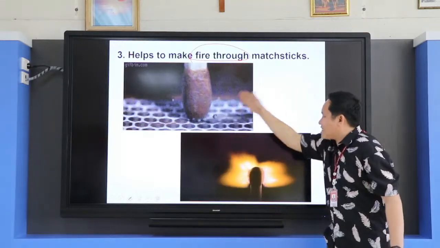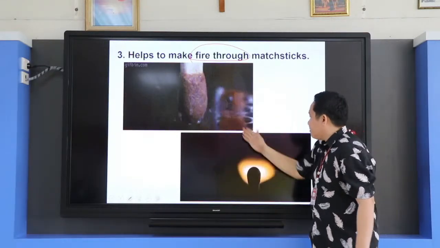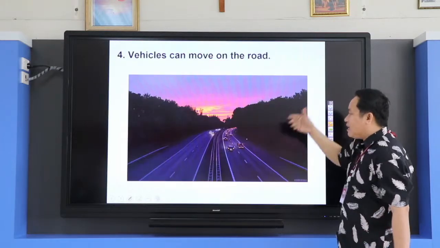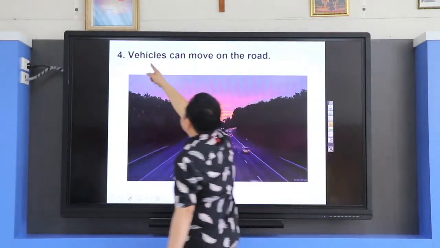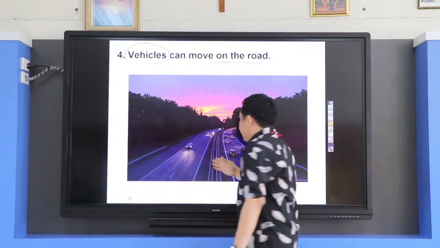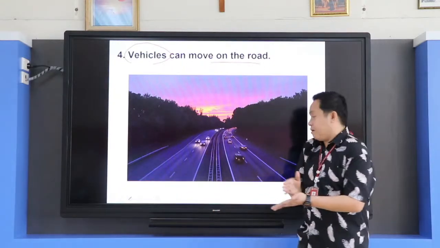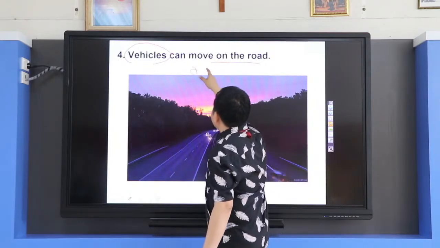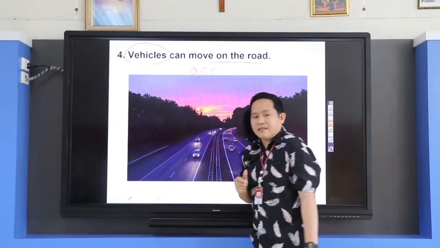This is a match and it can be used to make a fire. Used for cooking, used for heating in camping. Because of friction, vehicles can move on the road. If there is no friction or if the friction is less, there is an A-C-C. What is the word?